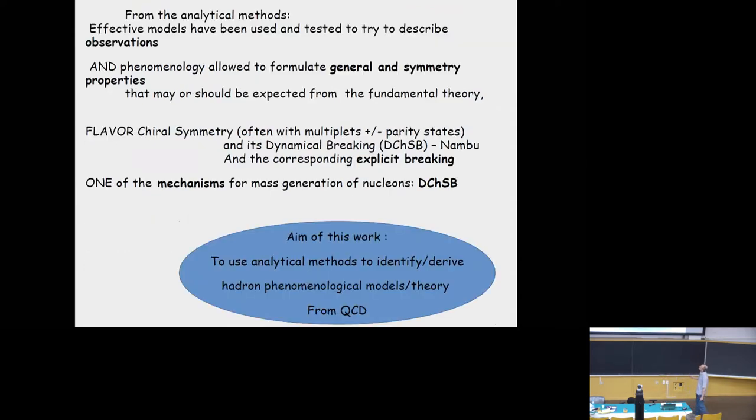So when talking about analytical methods, we take advantage of all the phenomenological information collected in laboratories that provided some fundamental ideas that we expect to be present in quantum chromodynamics, such as chiral symmetry in the Nambu realization and its dynamical symmetry breaking. As the previous speaker just discussed, this is one of the main mechanisms for mass generation for hadrons, in particular nucleons.